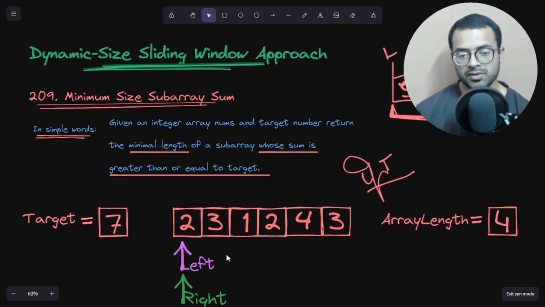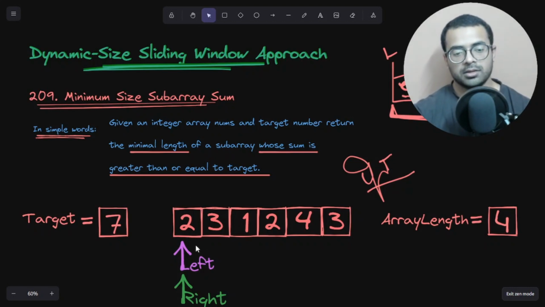We will first see the sub array, and then we will move left, and then we will look whether, even after moving the left pointer, the sum remains equal to or greater than target or not. Let me show you how things will look like. I'm just telling you to build an intuition. And this is how the dynamic size sliding window approach will work.